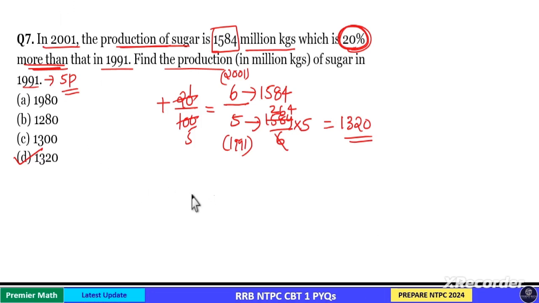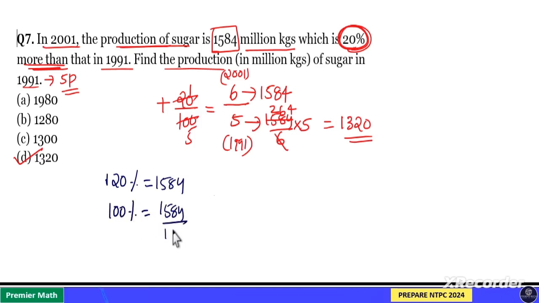You can also do it in a different way. Here it is given as 120%. That is, production is increased by 20%, which means 20% more production, meaning 120%. So 120% is given as 1584. Then initial production means 100%. 100% is equal to 1584 divided by 120 into 100, which is also the same.